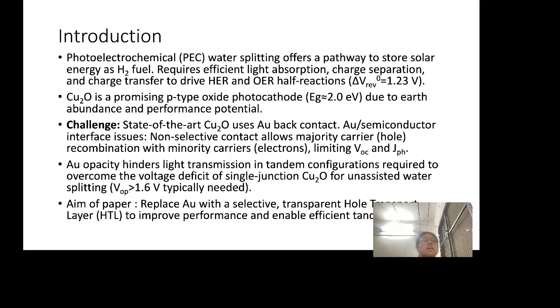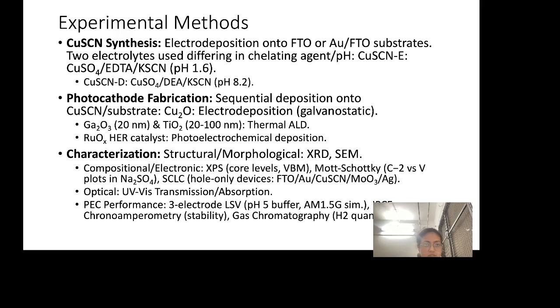And secondly, to get the voltage required, this material is used as a part of a tandem set, and because it is in a tandem configuration, it needs to be transparent, and the opacity of gold is reducing the light transmission through the cell. So the aim of this paper is to replace gold with a more selective, more transparent hole transport layer, or HTL, to improve the performance and enable efficient tandem devices.